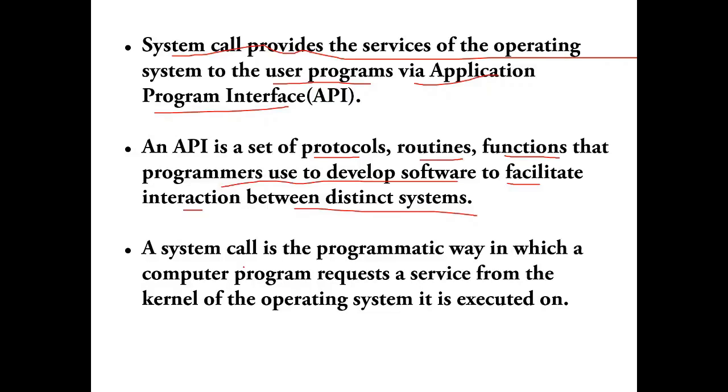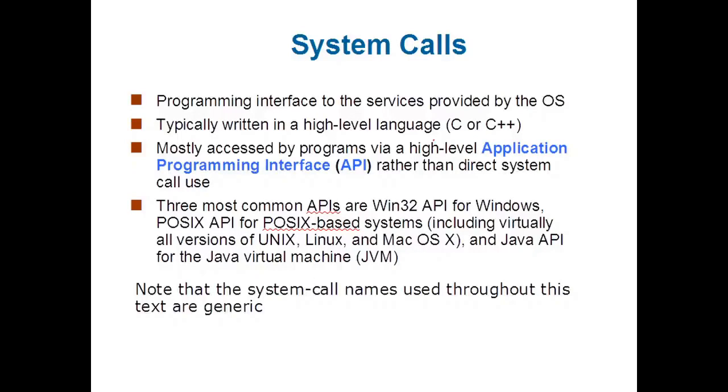Another definition: a system call is the programmatic way in which a computer program requests a service from the kernel of the operating system it is executed on. It is a programming interface to the services provided by the operating system. These system calls are written in which programming language? It can be either C or C++, and those are called application programming interfaces.